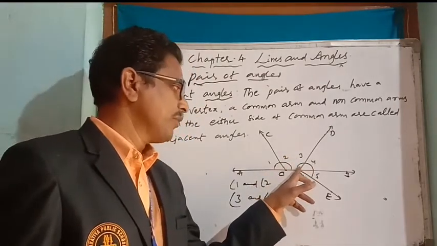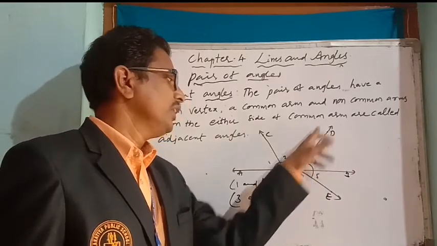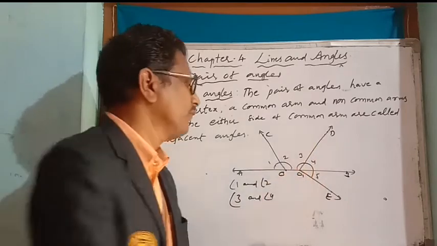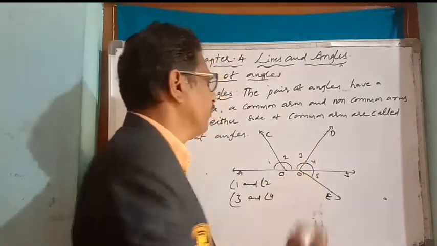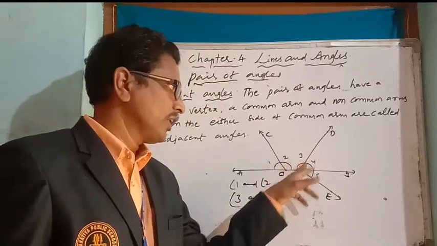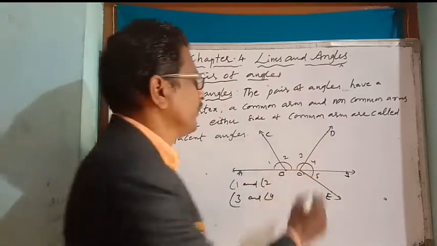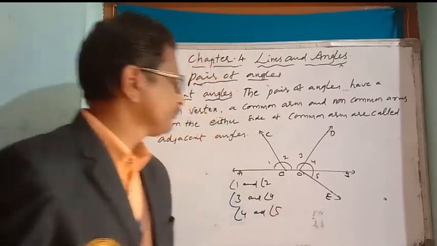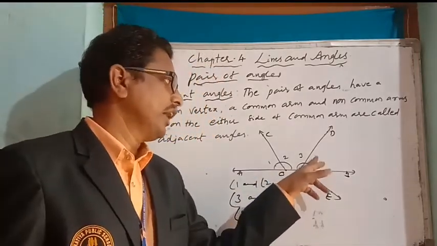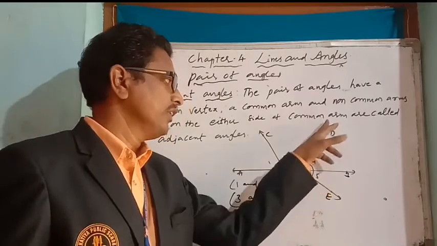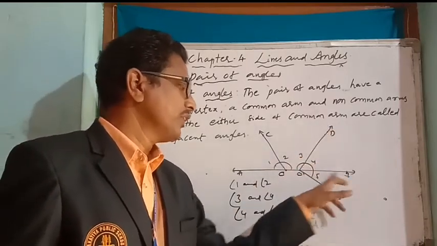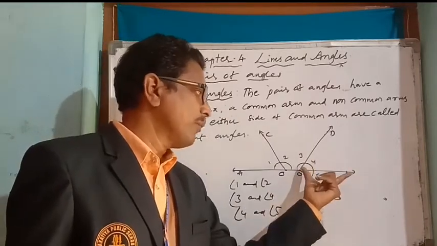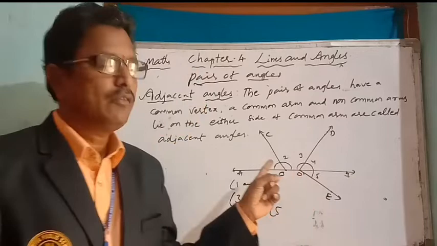O is the common vertex, and OD is the common arm. Angle 4 and angle 5 are also adjacent angles. For these angles, O is the common vertex and OB is the common arm.